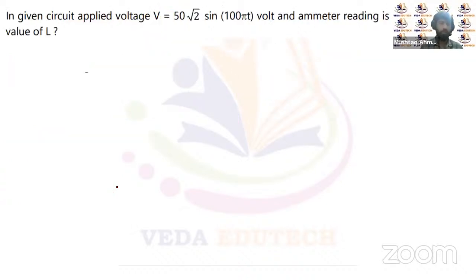Let's move on to the next question. In a given circuit, the applied voltage is 50 root 2 sine omega t and the ammeter reading is 2 ampere. Then calculate the value of L.